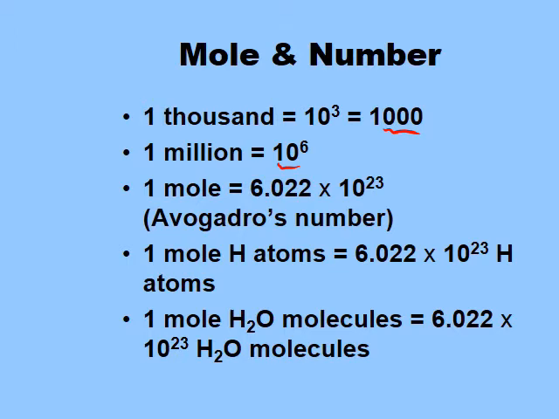Similarly, chemists deal with a lot bigger numbers, and we define it to be the mole, which is also called Avogadro's number, given by 6.022 times 10 to the power 23. 1 mole of hydrogen atoms means 6.022 times 10 to the power 23 hydrogen atoms. 1 mole of H2O molecules means 6.022 times 10 to the power 23 H2O molecules. So make sure you know that 1 mole means 6.022 times 10 to the power 23.